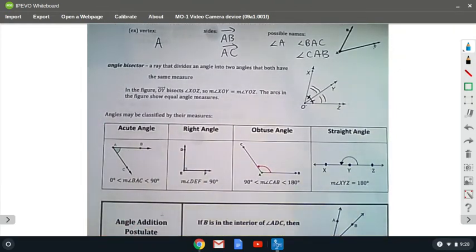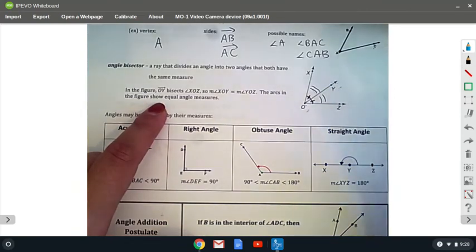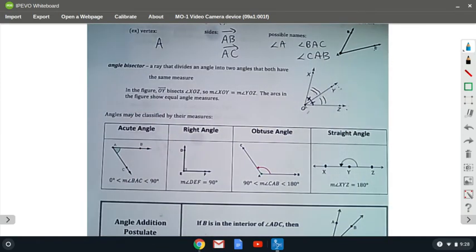So in this picture, they're showing you that OY is a bisector, making XOY and YOZ congruent. Okay. There are different types of angles.